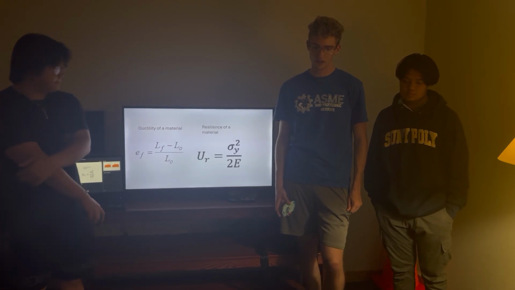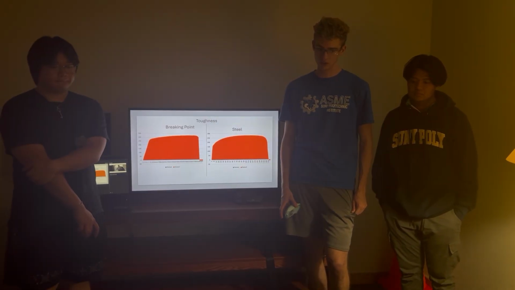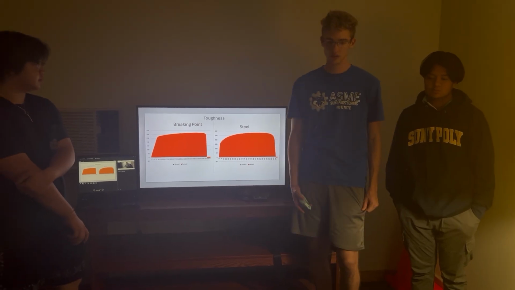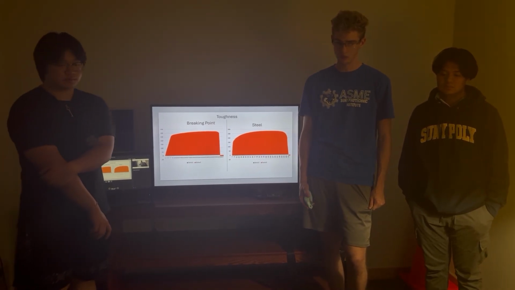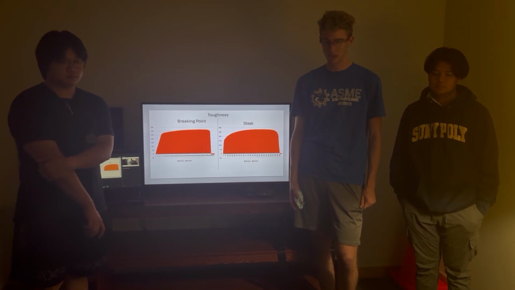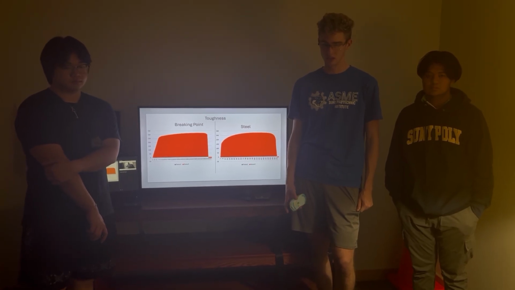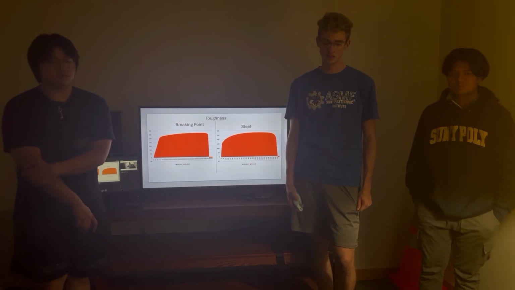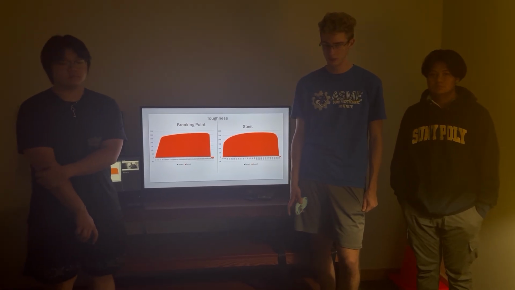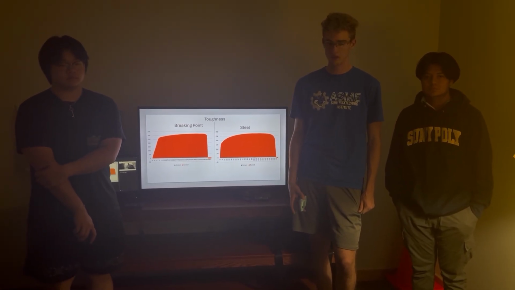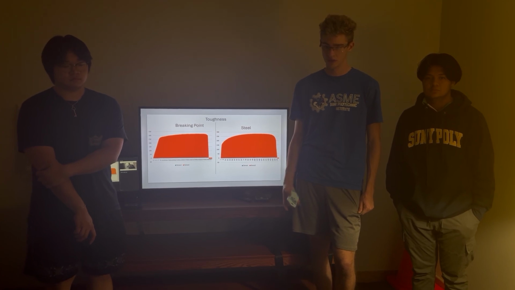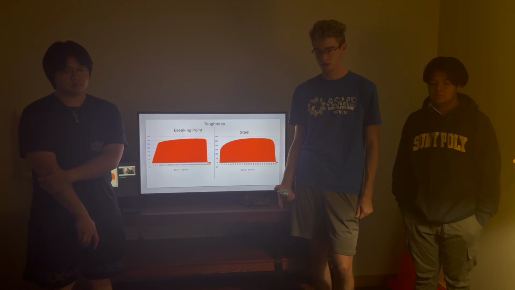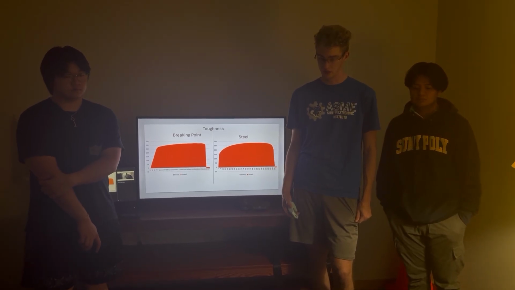Toughness is quantified as the area under the stress-strain curve up to the point of fracture. This represents the energy per unit volume that the material can absorb before breaking. Toughness is typically measured using impact tests such as the Charpy impact test and the IZOD impact test. These tests involve striking a notched specimen with a pendulum and measuring the energy absorbed during the fracture. The difference in the pendulum's height before and after impact gives a direct measure of the absorbed energy.